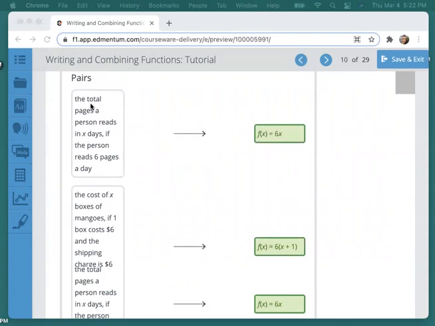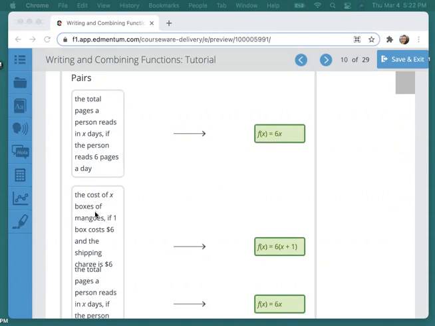The total pages a person reads in X days if the person reads 6 pages a day. A day means per day, which means you're going to multiply. So 6 times X, or 6X.